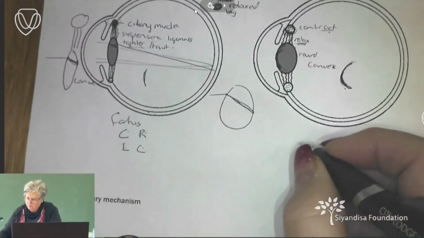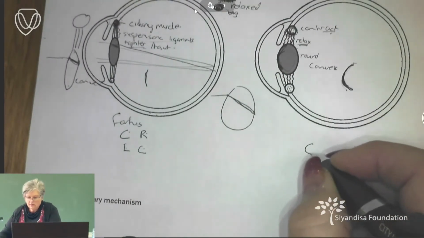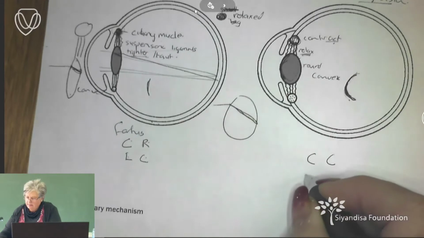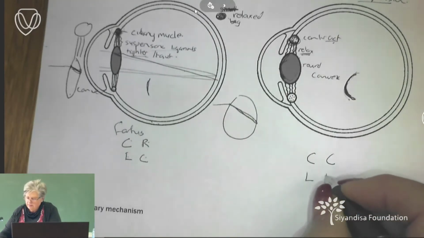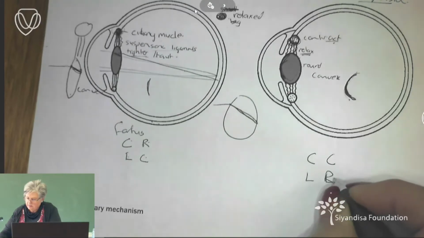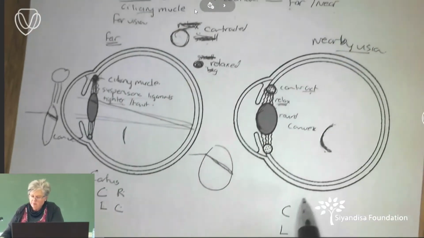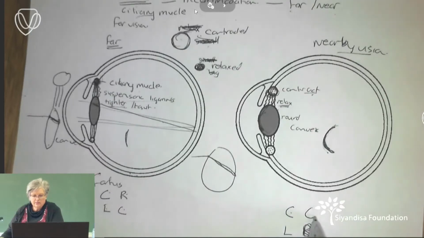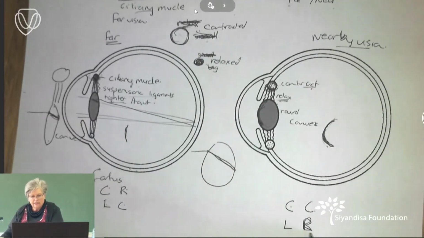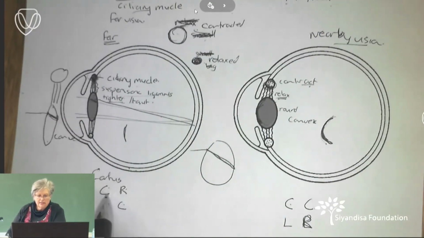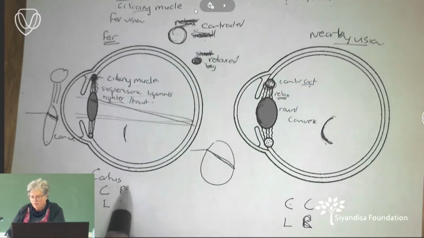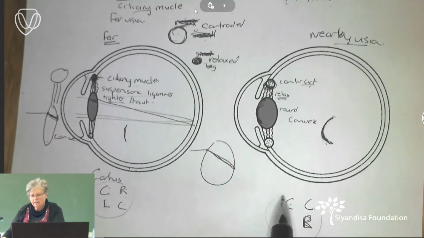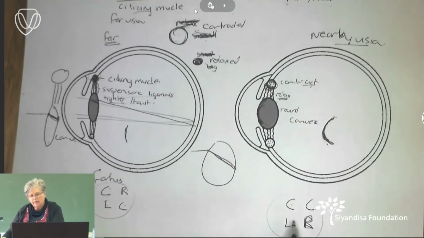So with this one, the ciliary muscle contracts and the ligament relaxes. Okay. So can you see, nearby vision, CC: ciliary muscle contract, ligament relax. Far vision: ciliary muscle relax, ligament contract. And if you can remember these four letters and the order they must come in, it is an easy way to remember it.